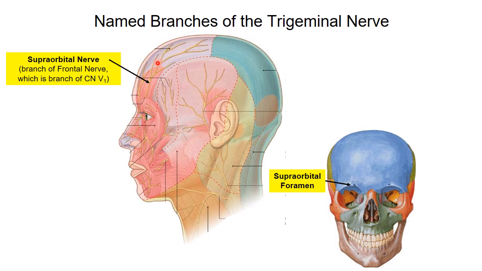And so that's a branch of the frontal nerve, which in turn is a branch of the ophthalmic division of the trigeminal nerve, sensory to the V1 dermatome of the face right there. Okay, V1 dermatome, remember, is upper eyelid and the forehead.